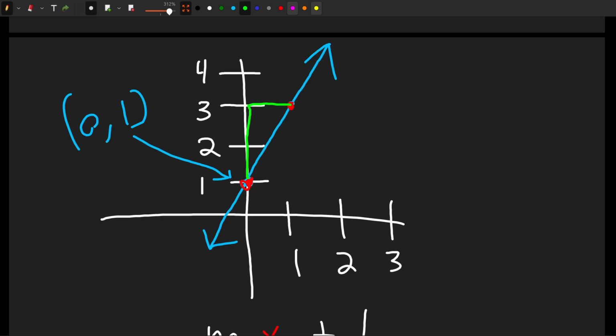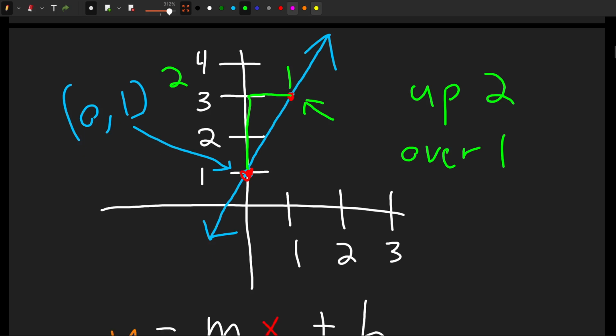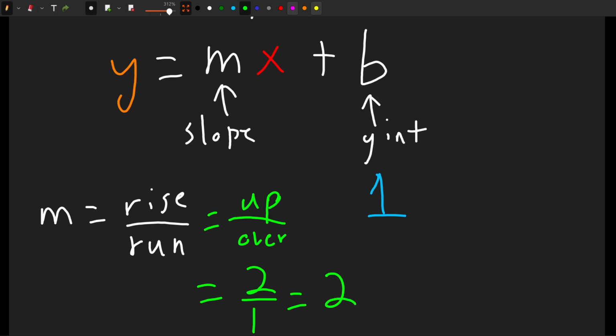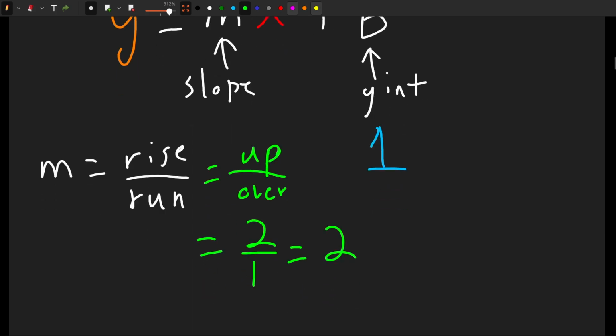So in this case, in order to get to this next red point up here, we go up 2 and then over 1. So that means we go up 2 over 1. And so in this case, our rise, which is how much up we have, and then our run, which is how much over we have, that is equivalent to 2 over 1, which is just 2. So in this case, my slope now is 2.